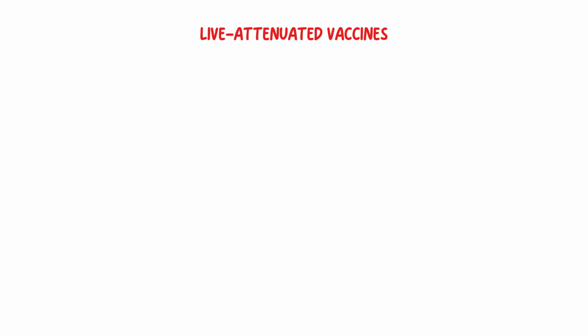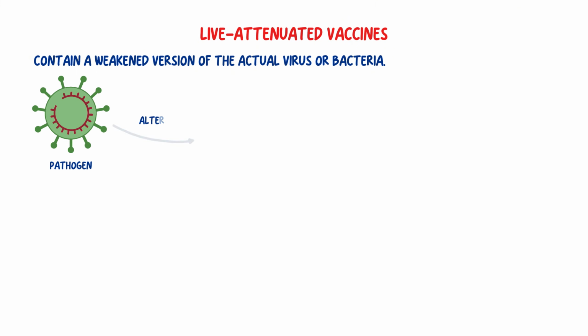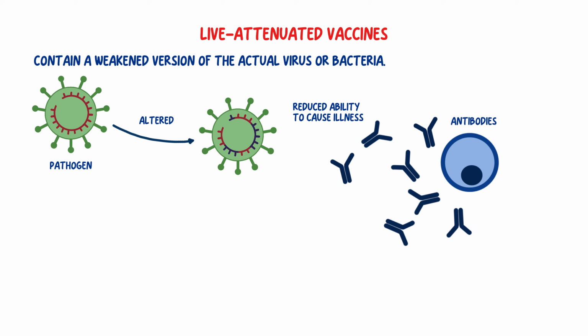Live attenuated vaccines contain a weakened or attenuated version of the actual virus or bacteria responsible for causing the disease. The pathogen is altered in a lab to reduce its ability to cause illness, but it remains strong enough to stimulate an immune response. Because the immune system treats this weakened pathogen as if it were the real infection, it mounts a defense by producing antibodies. This process closely mimics how the body would react during a natural infection, leading to strong and often long-lasting immunity.